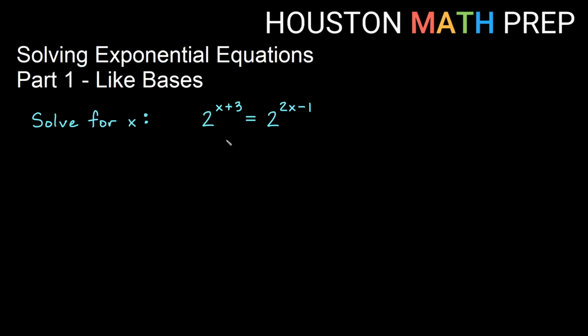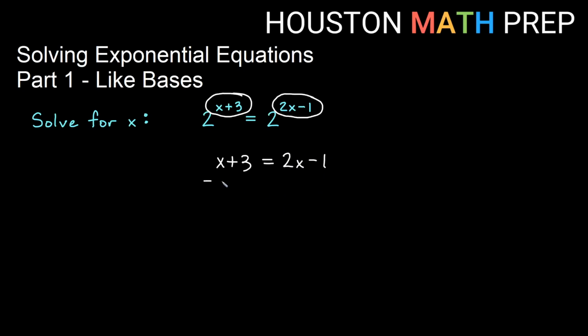So when I have 2 to the x plus 3 equals 2 to the 2x minus 1, the graphs of these are only going to intersect each other when these exponents are the same. So to solve these, we can simply think about setting x plus 3 equal to 2x minus 1, because these are the same base. So we just solve the exponents equal to each other. X plus 3 equals 2x minus 1, and this looks like a much easier problem to solve, right?